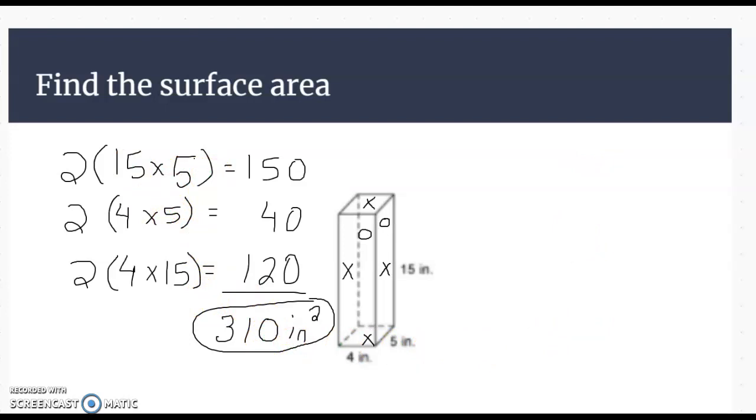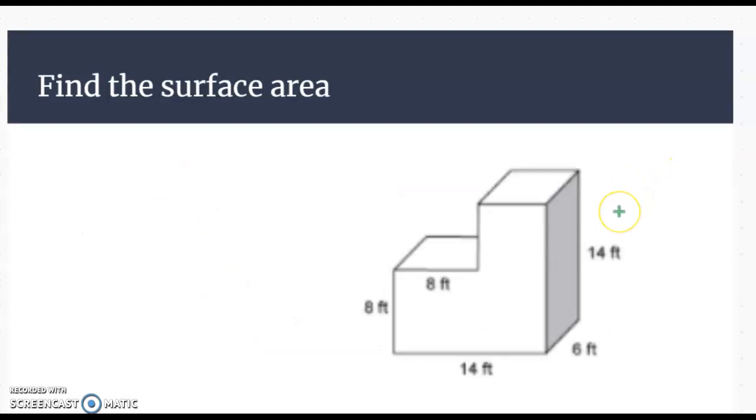Let's look at one more, and this is probably the most complicated one of all of the ones that we've done today. It's not a rectangular prism, it's just a type of prism, different shapes. There are quite a few pairs, and what we need to do is identify each pair.